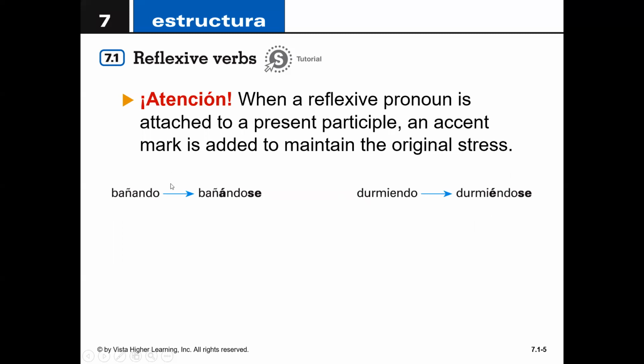Okay, so we see here the same, this is what I was just saying, but this gives you an example with an IR verb, right? So bañando turns into bañándose. If you attach it to the end, the accent's over the A, right? Next to the N. And then durmiendo, if you say durmiéndose, then the accent goes on the E again, right next to the N.